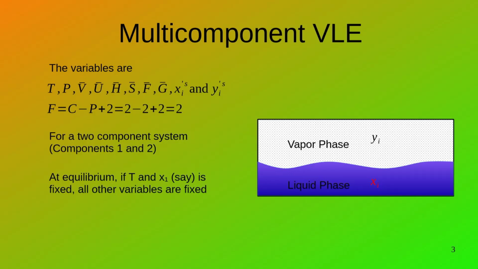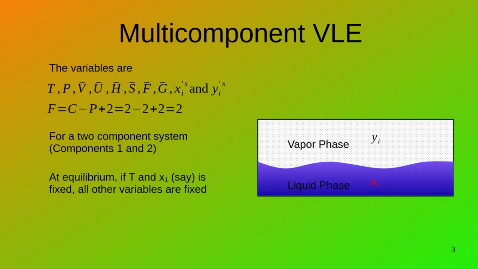Now if we apply the Gibbs degree of freedom equation to such systems, we get F equals C minus P plus 2. The components are 2. We assume it as a binary mixture for simplicity. So components will be 2, minus 2 phases. The phases are 2, that is, we have a vapor phase and we have a liquid phase. And then it is plus 2 after this, and the result of this is 2.